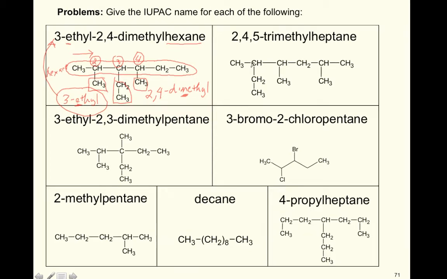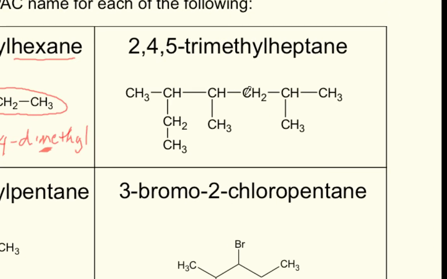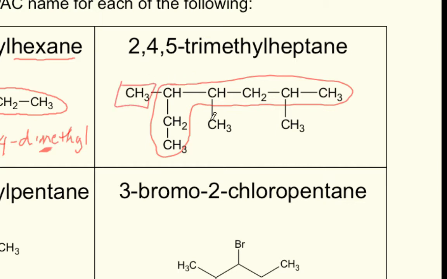All right, let's take a look at this one. 1, 2, 3, 4, 5, 6. And I might have a longer chain, and I suspect I do. 1, 2, 3, 4, 5, 6, 7. So this is a case where I have a longest continuous chain that does bend. And I can see here I have a methyl group, another methyl group, another methyl group. So that would be trimethyl, which means I'm going to have 3 numbers in front of that.